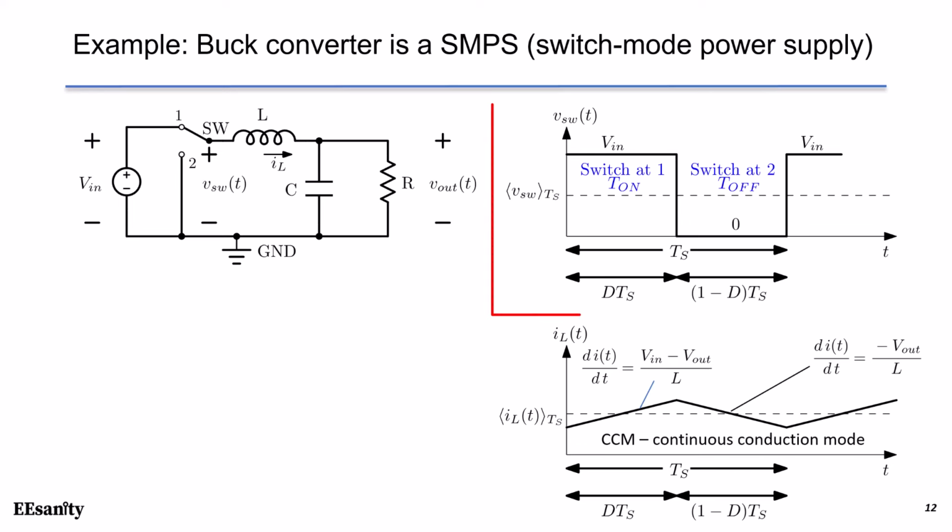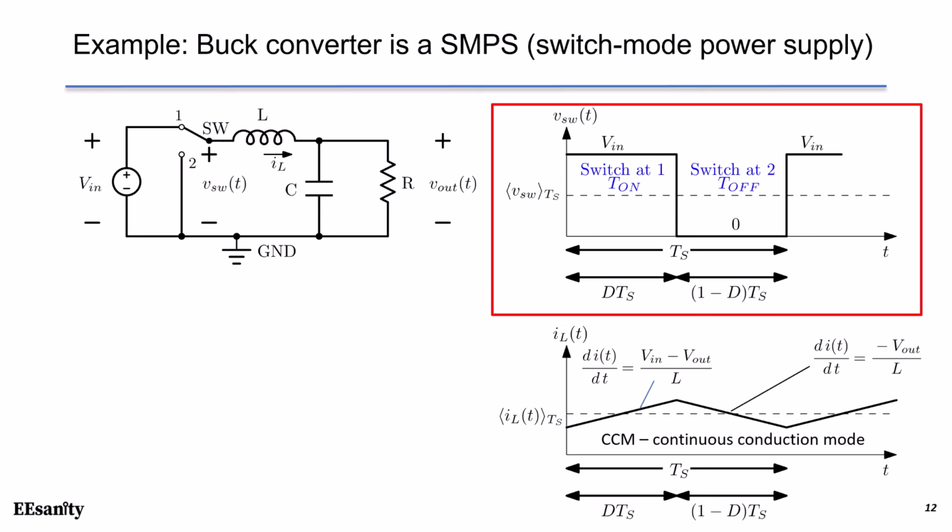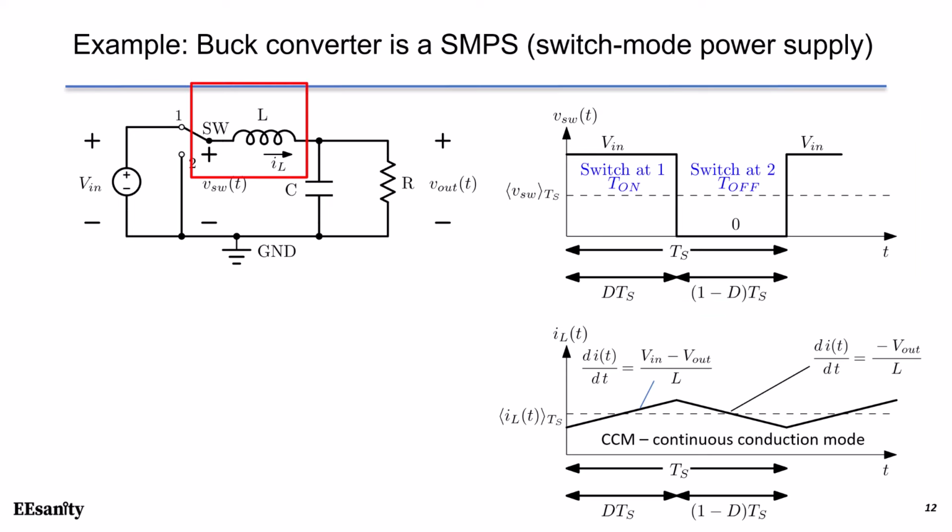The switch node voltage is illustrated as VSW over t. For example, the switch is at node 1, switch voltage equals to input voltage Vin, and the time duration is Ton. Positive voltage of Vin minus Vout is applied across the inductor. Therefore, the inductor current rises up at the slope of Vin minus Vout over L. This is a positive slope.